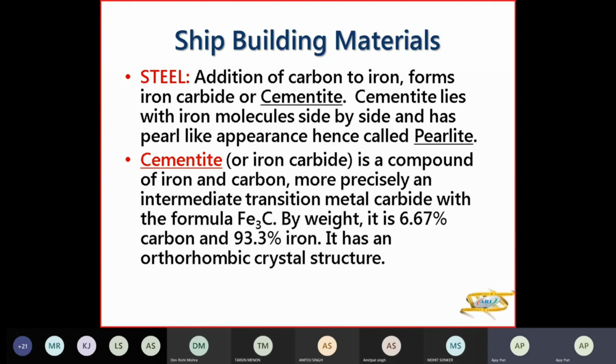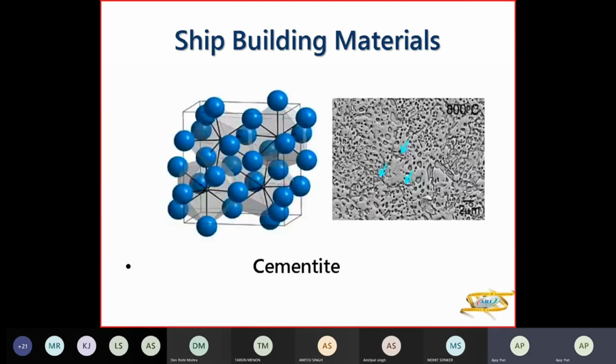Now cementite is a compound. I'll just show you the compound here. Yeah. So if you see this, the crystal behavior of this rhomboid system, where you can see the various grains of the cementite steel. You see the porousness of the steel here.